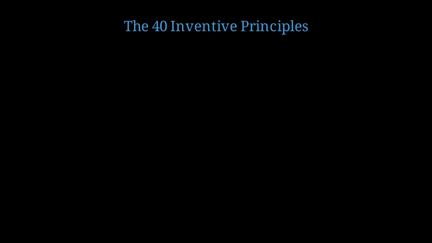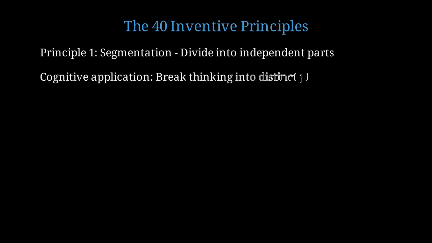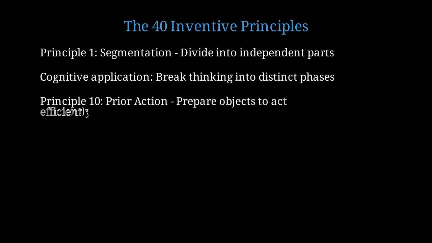TRIZ provides 40 inventive principles that can resolve contradictions. Let's examine how several key principles apply to cognitive challenges. Principle 1 is segmentation. Divide an object into independent parts or make it sectional. In cognitive terms, this means breaking complex problems into manageable subproblems that can be addressed separately. For our focus versus awareness contradiction, we can segment our thinking time, dedicate specific periods to deep focus, and separate periods to broad contextual review. This is time segmentation.